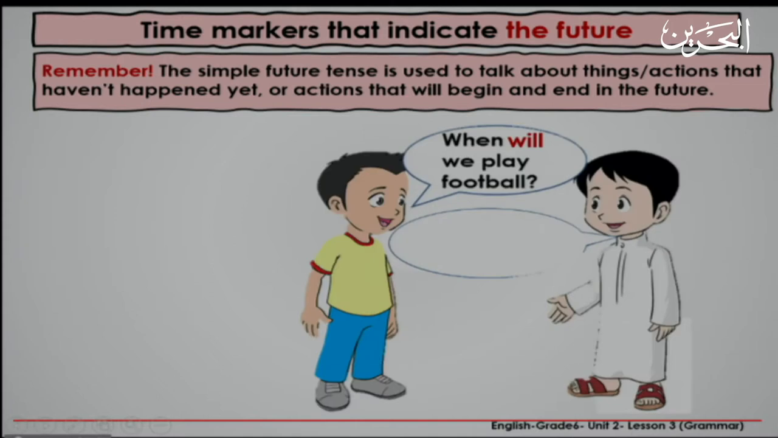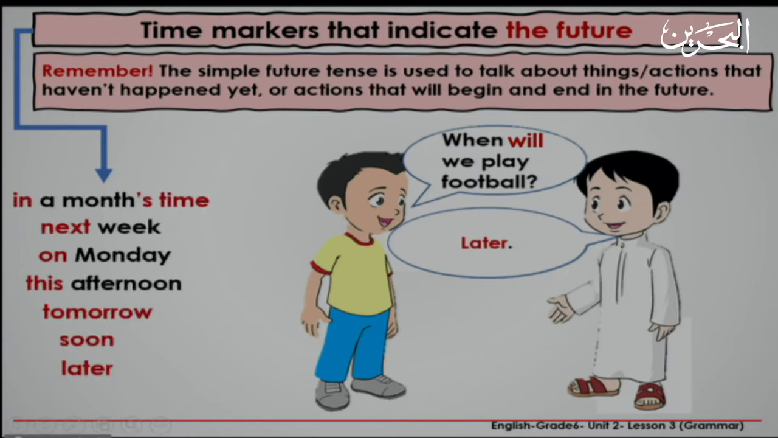Here is a conversation between two boys. Let's read the conversation together. When will we play football? In a month's time. Or next week. Or on Monday. Or this afternoon. Or we can say tomorrow. Soon. Later. Here are some examples of time markers that indicate the future. In a month's time, next week, we can say next month, next year, on Monday, on Tuesday, this afternoon, tomorrow, soon, later.